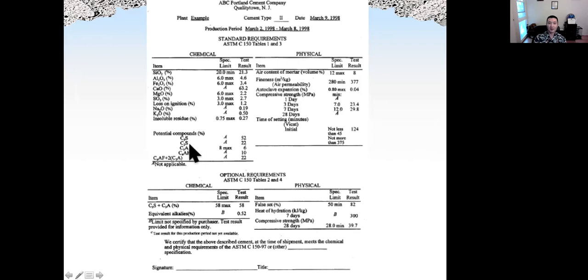Okay, and these are compounds calculated based on the bulk calculation, as we discussed at the end of last lecture. Okay, and also the requirement for the surface area. Okay, the strength at 1 day, 3 days, 28 days, and so on, and also the setting time. Some other requirements for the compound percentage.